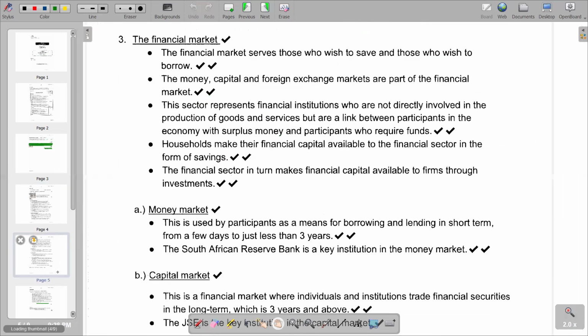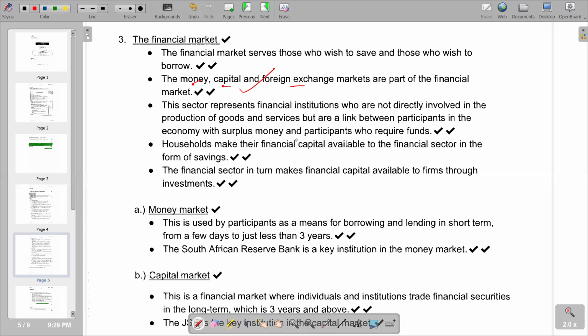Going on to the next market, we've got the financial market, and under the financial market we also have subdivisions, whereby we're going to talk about the money market and also the capital market. The financial market brings together those who wish to save and those who wish to borrow. So basically, those are the subdivisions that we have under the financial market, and the foreign exchange market.